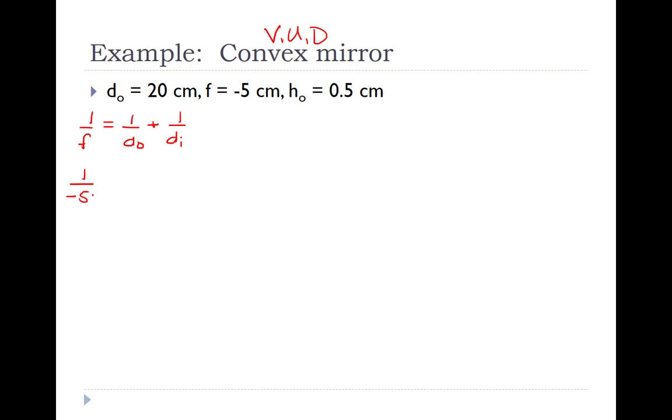So 1 over -5 centimeters equals 1 over 20 centimeters plus 1 over di, which means 1 over di equals 1 over negative 5 centimeters minus 1 over 20 centimeters. Really quick, as a reminder, you have to remember your rules for adding and subtracting fractions here. 1/5 plus 1/20th, or subtracted in this case, does not make 1/25th. It will never make 1/25th.